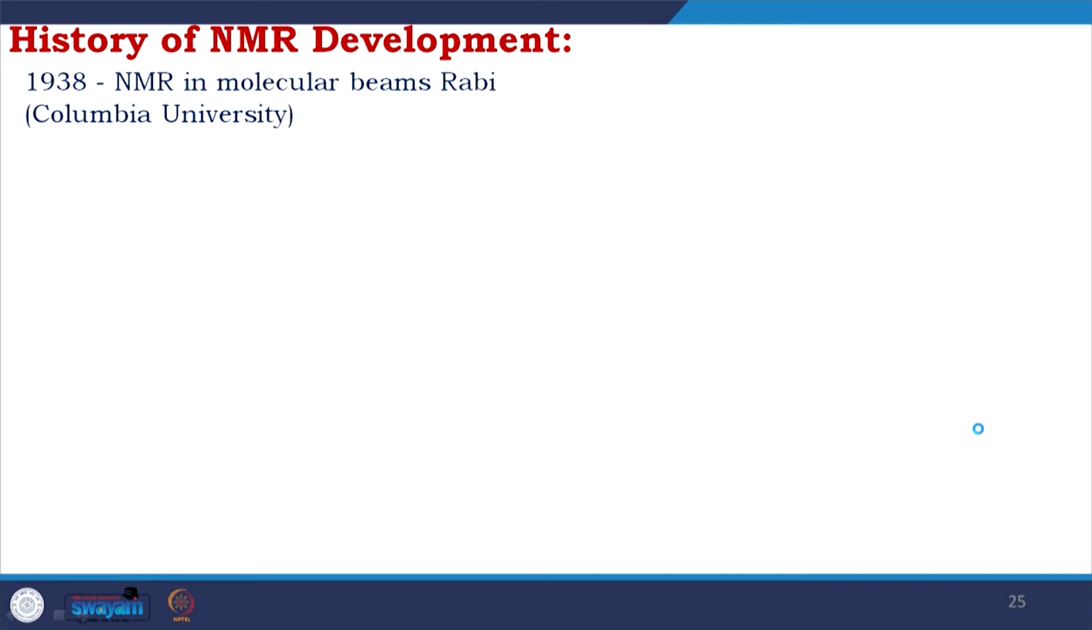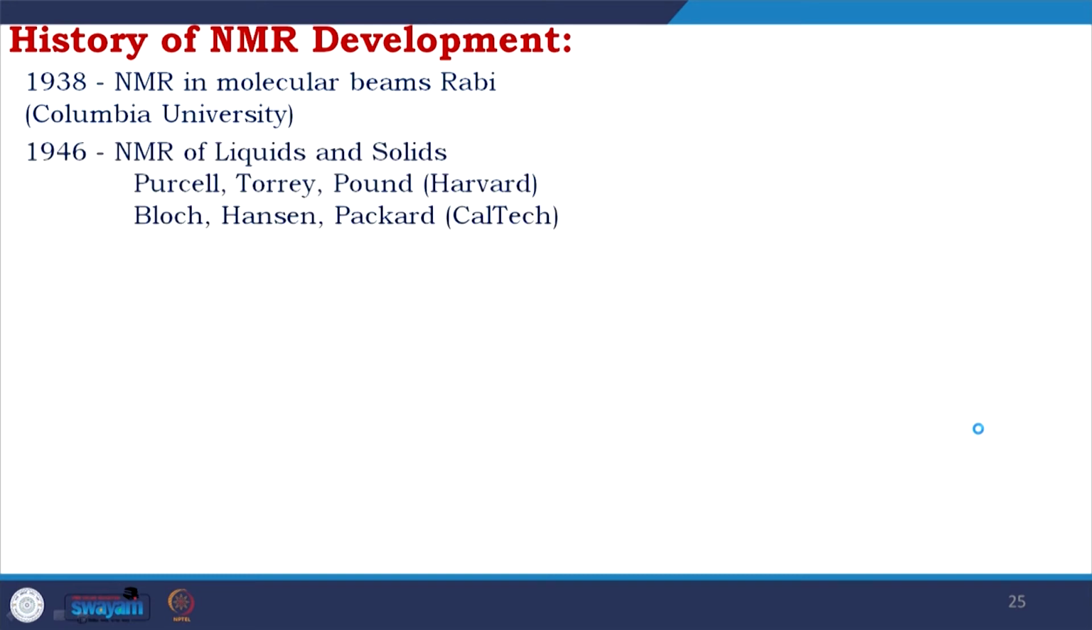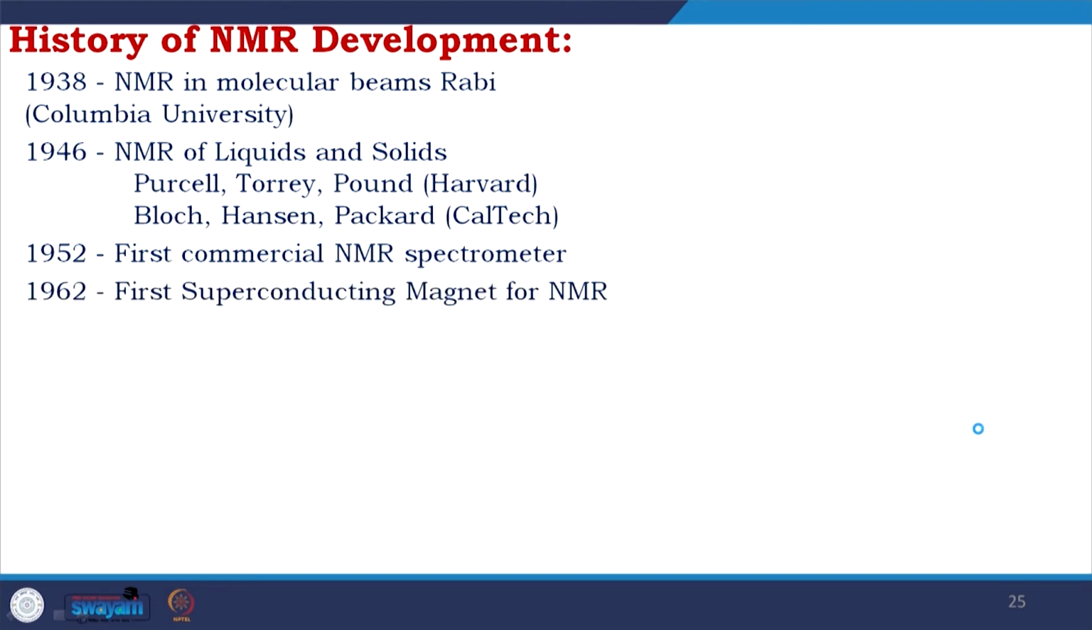In 1946, NMR of liquids and solids was performed by Purcell, Torrey and Pound from Harvard University, and Bloch, Hansen and Packard from Stanford University. In 1952, the first commercial NMR spectrometer was developed. In 1962, the first superconducting magnet for NMR was designed.